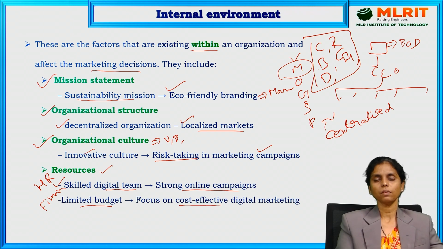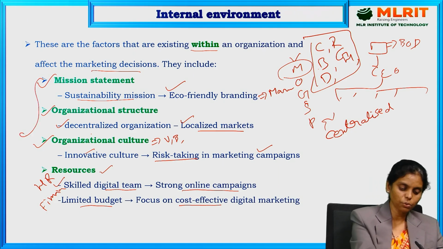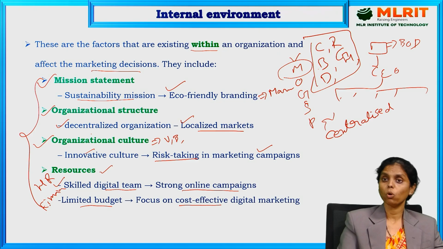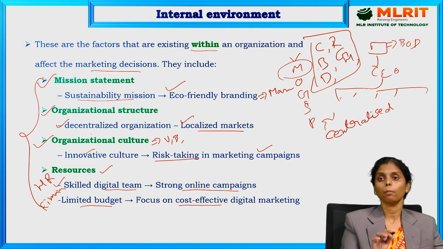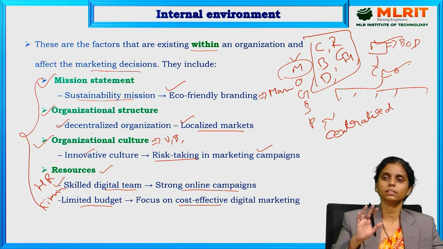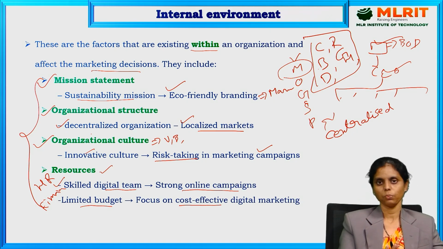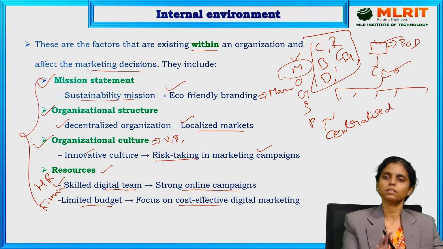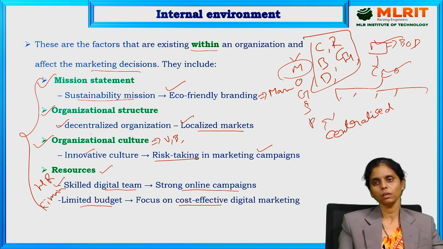So these are the various internal factors. All these are controlled, updated, and modified within the organization by the approval of the board of directors, CEO and all. That means all these are controllable factors that we can say. So these factors are ultimately influencing the marketing decision.